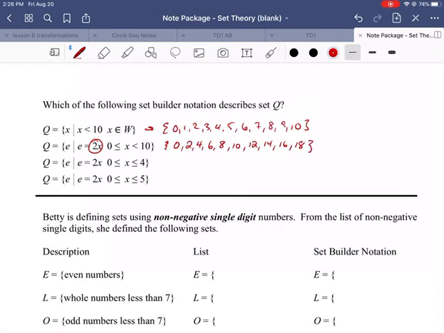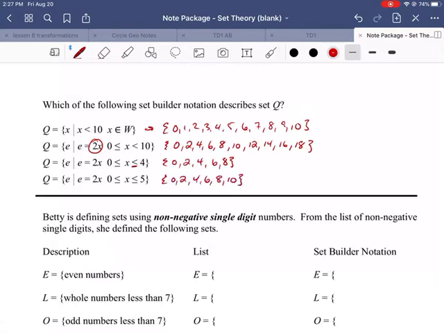Now we've got this set Q with elements E such that E is 2x, but x is going to be between 0 and 4. So 2 times 0 is 0. 2 times 1 is 2. 2 times 2 is 4. 2 times 3 is 6. 2 times 4 is 8. Now it is equal to, so you do get that 2 times 4. And the last one, we've got these E, where E is 2x, and our x's are going to be 0, 1, 2, 3, 4, and 5. So it's going to be very similar to the last set, but 2 times 5 is 10.